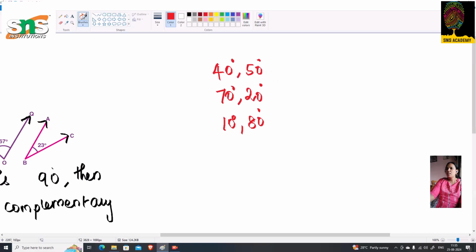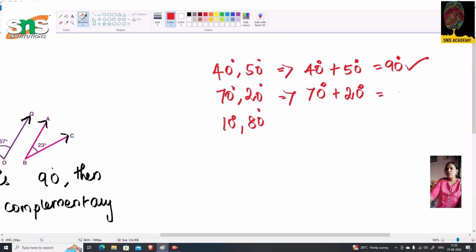How do you check whether these angles are complementary angles? Just add these two angles, 40 degrees plus 50 degrees. When the answer is 90 degrees, yes, it is a complementary angle. The next one, 70 degrees and 20 degrees. When you add, you get 90 degrees. Yes, so 70 and 20 is an example of complementary angles. 10 degrees plus 80 degrees, when I add, I get 90 degrees. So we can call them complementary angles.